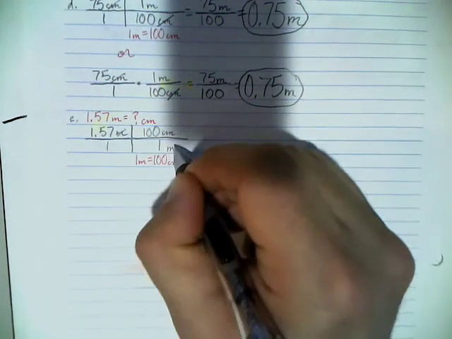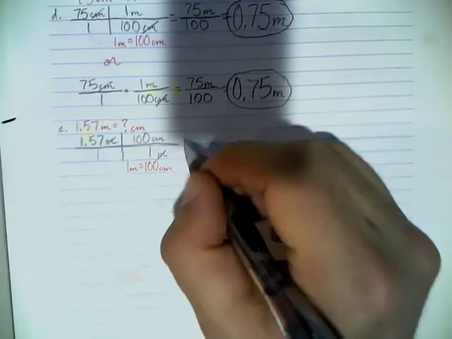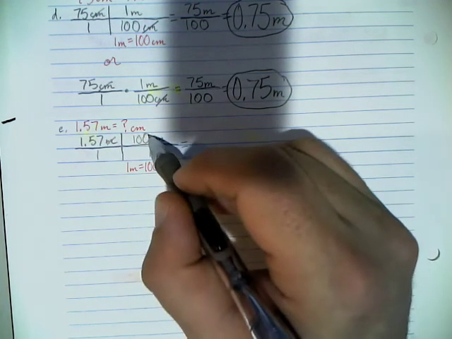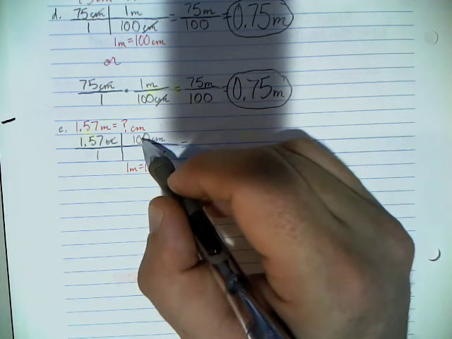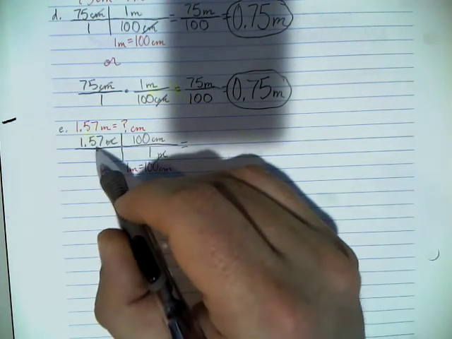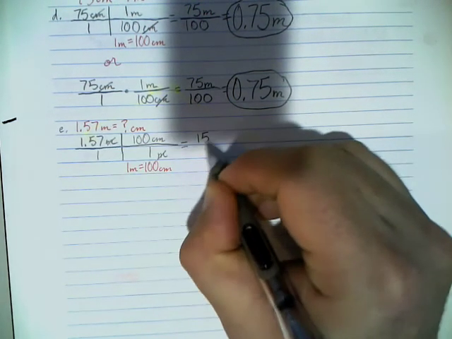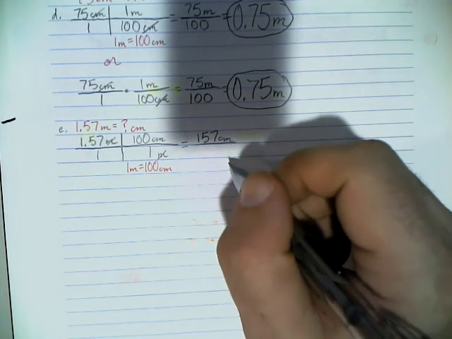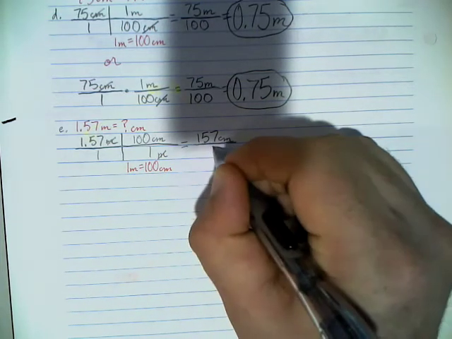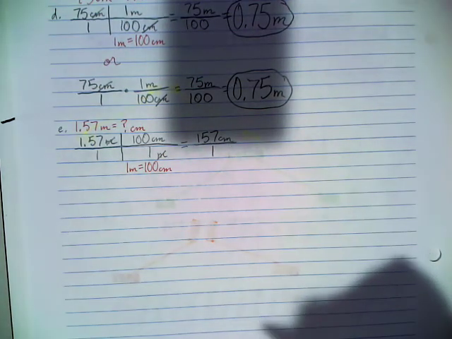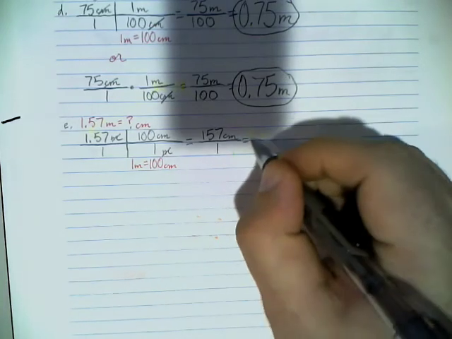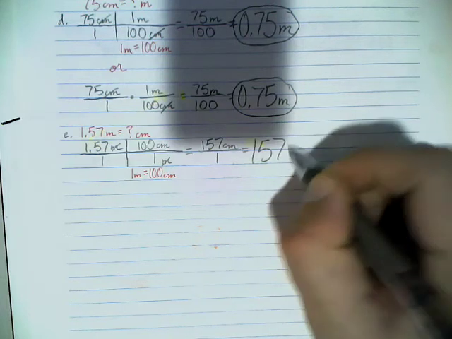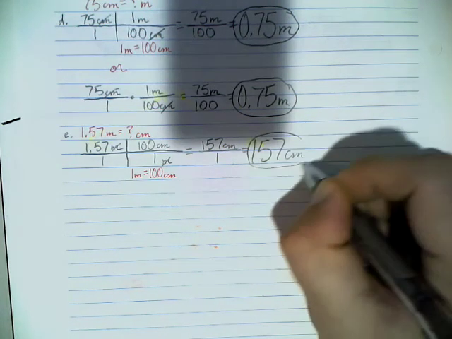Now meters and meters will cancel. And so if we multiply this together, up top 1.57 times 100. Times 100 will make that decimal move 2 times, but make it bigger. So moving it 2 times will make that 157 centimeters. And then on bottom, 1 times 1 is 1. Now divide by 1. That's simple. 157 divided by 1 is 157. And don't forget your centimeters.